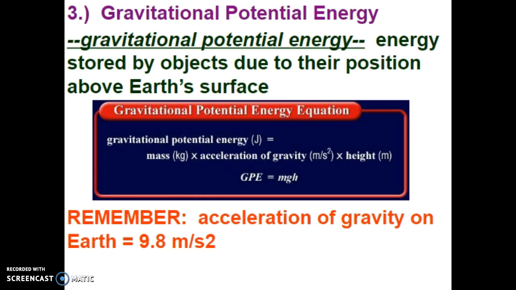Now remember, acceleration due to gravity on Earth is 9.8 meters per second squared. So you can take the mass of an object, multiply it by 9.8 meters per second squared, multiply that by the height it is above the surface, and you will have its gravitational potential energy also in joules.